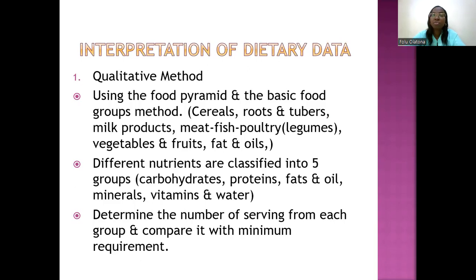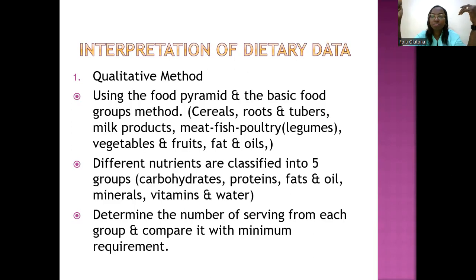You use what we call the food composition table or the total diet assessment software to classify the nutrients: carbohydrates, protein, fat. So you are able to know the amount of different nutrients in the food that you have measured. You determine the number of servings from each food group and compare it with the minimum requirement. So when you have determined the servings for food groups and the amount of nutrients in the food, then you compare with what is expected for age and sex.